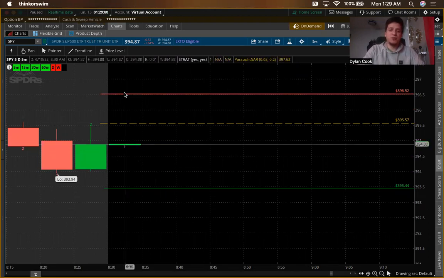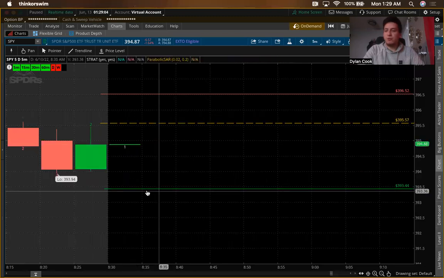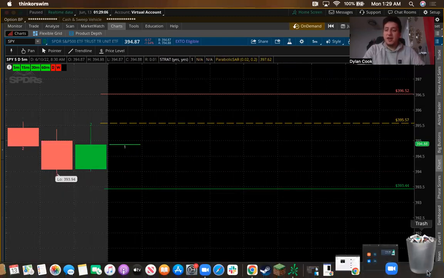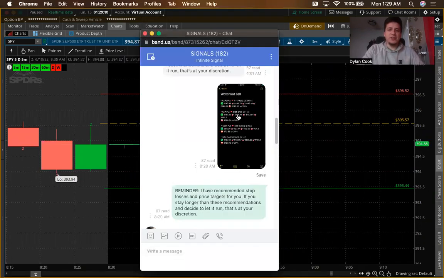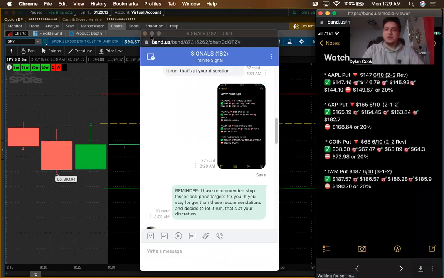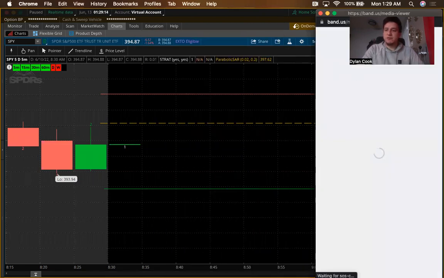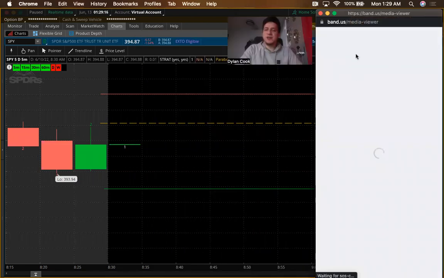We know what to do when we want to sell for the stop loss. We know when we want to enter the trade, and we know what we want our price target to be. How do we know these things? Well, if you're a member of the group and the signals chat, then you would have access to our watch list. And right here, you can see the watch list is going to have what the tickers are, what the action that you want to do with them is, whether it be a call or a put.